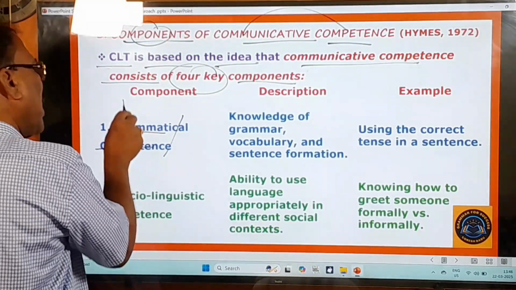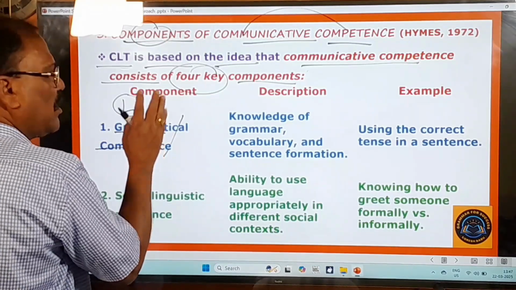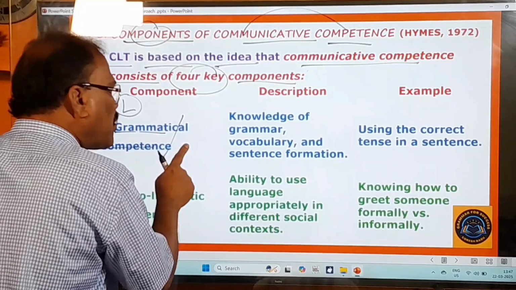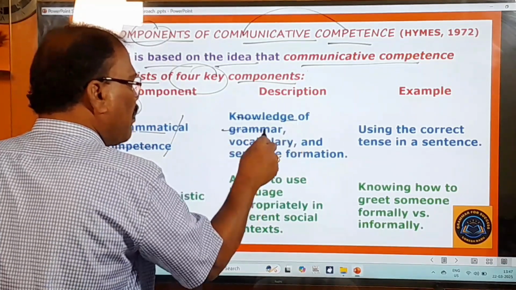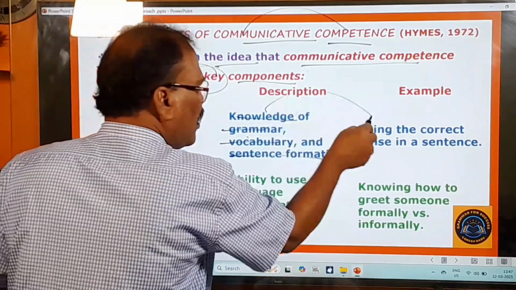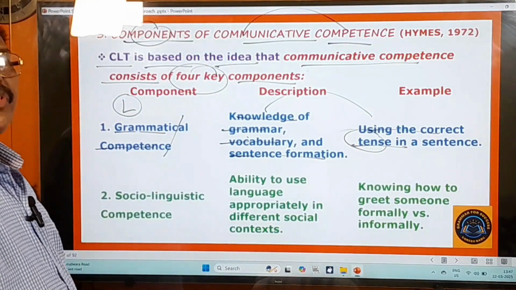If the learners have this competence, they can learn the target language, because this grammatical competence imparts to the students the knowledge of grammar, vocabulary, and sentence formation. And therefore the students can learn all about the tenses: present tense, past tense, future tense.